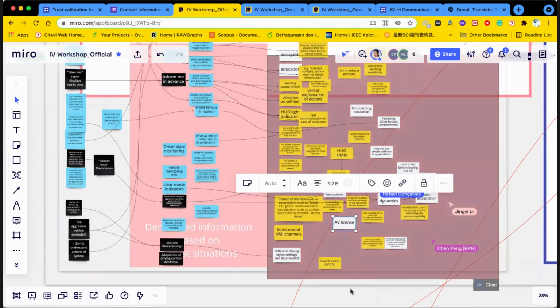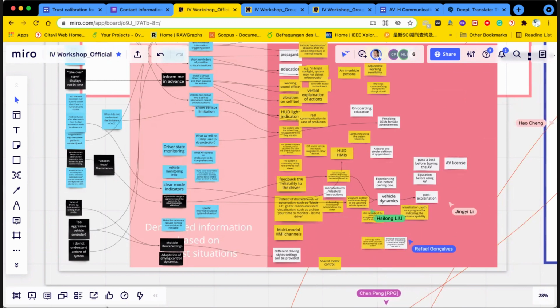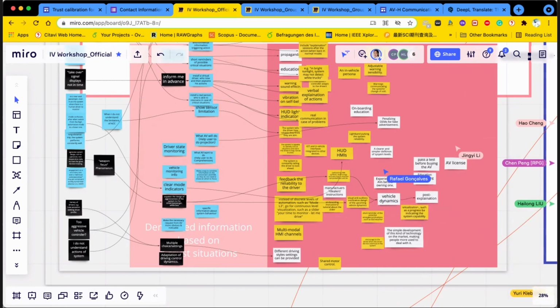Yes, we first started with a general concept, and then brought this idea up. Education was a bigger concept: how can we educate a newer driver to properly assess their trust in the system? Then we said, maybe they have an AV driving license, or even pass a test before buying an AV. Or the post-explanation after the AV makes a mistake. Or the simple development of this kind of technology should assess this over time. It's a thing that will come naturally over time. There's also experiencing an AV before owning one. So we just generated some ideas about how this education could be achieved.